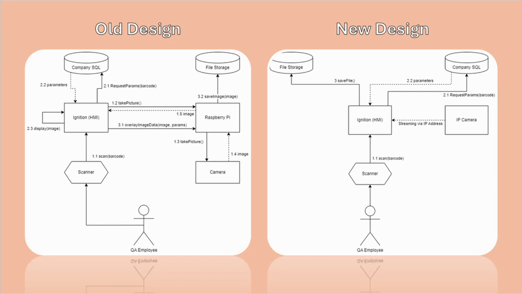Here is a communication diagram of our current system. As you can see, the biggest change is the Raspberry Pi and camera being replaced with an IP camera, which allows for a direct stream into Ignition.